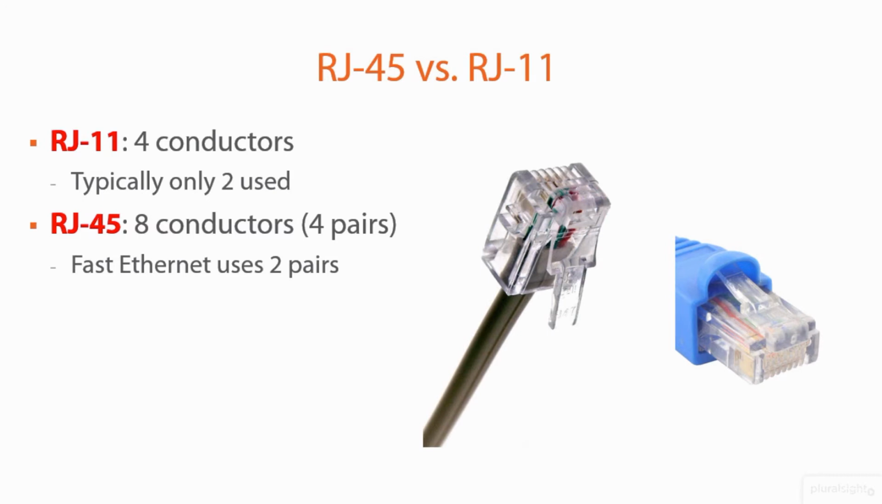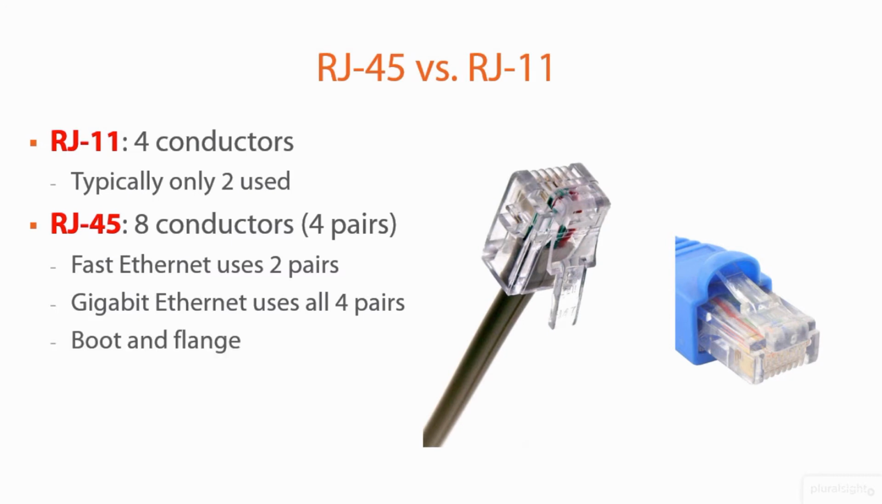So it's possible that if you're terminating your own cable, you could make a mistake in punching down the other 2 pairs and you'd never know there was a problem. But if you decide to go to gigabit Ethernet, in that case, you would see a problem in the cable because gigabit does in fact use all 8 conductors.